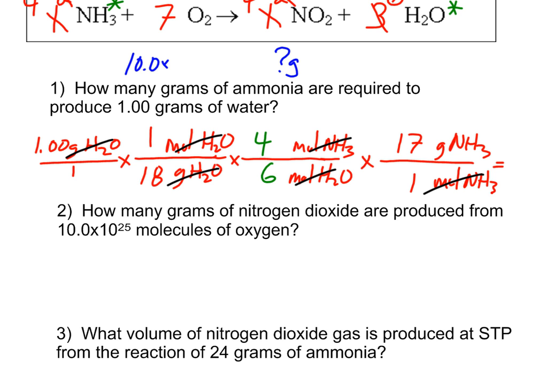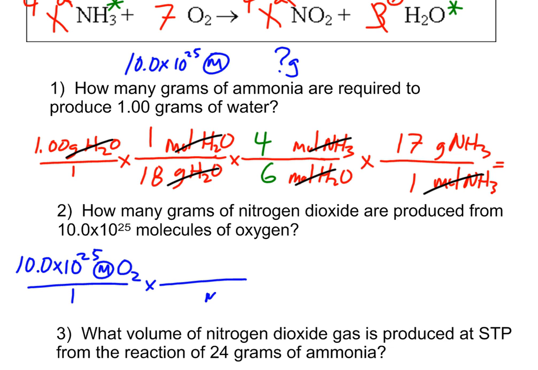Okay, so this one has molecules popped its head into things. All right, so let's start with that. So 10.0 times 10 to the 25th molecules of oxygen over 1. And so we know we're going to go molecules of oxygen to someplace from there. Now, here we actually have a choice because the equation tells us the ratio of moles.